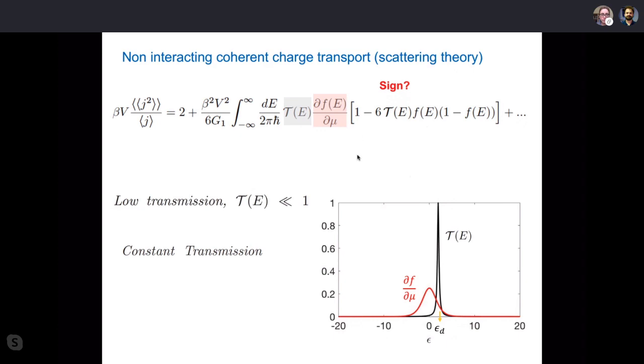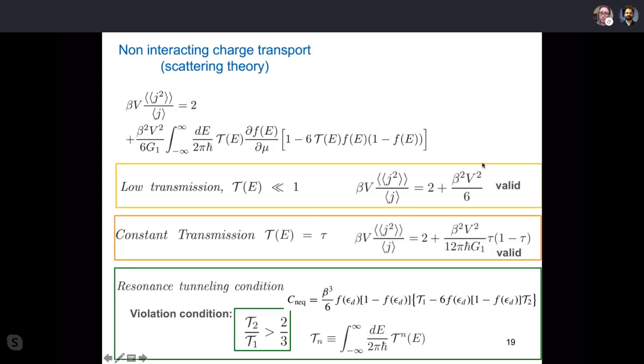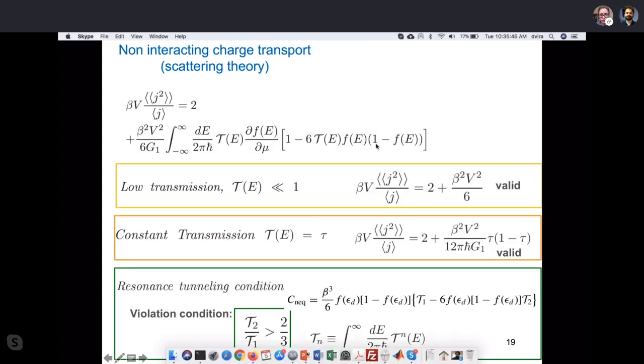Second limit, constant transmission. If the transmission probability is about constant, so this function is very flat relative to the other one, again, we can solve the problem analytically. And the other limit, which is actually depicted here, is a resonance tunneling condition. If this function is very narrow, we only have to evaluate the derivative of the Fermi function at the resonance energy. Yeah, that's the main contribution to the integral. So indeed, just to show you some results, we can evaluate the Tour, this inequality, this second term that dictates the sign of, or the validity of the Tour in different limits.